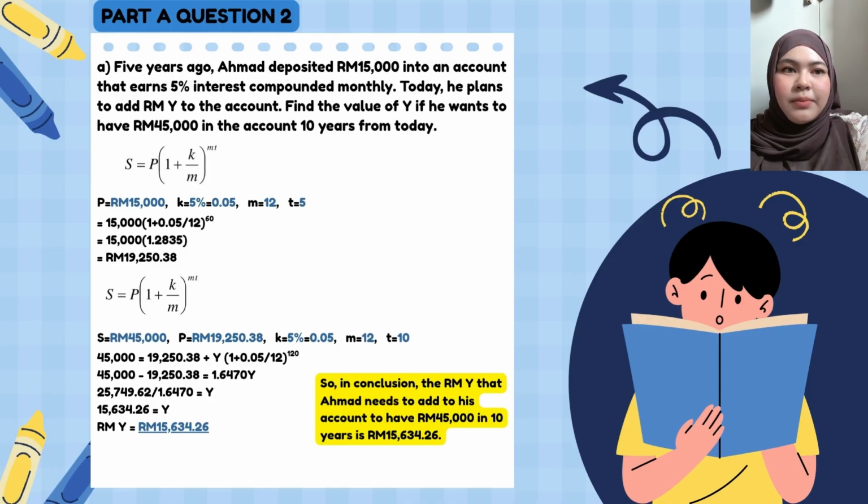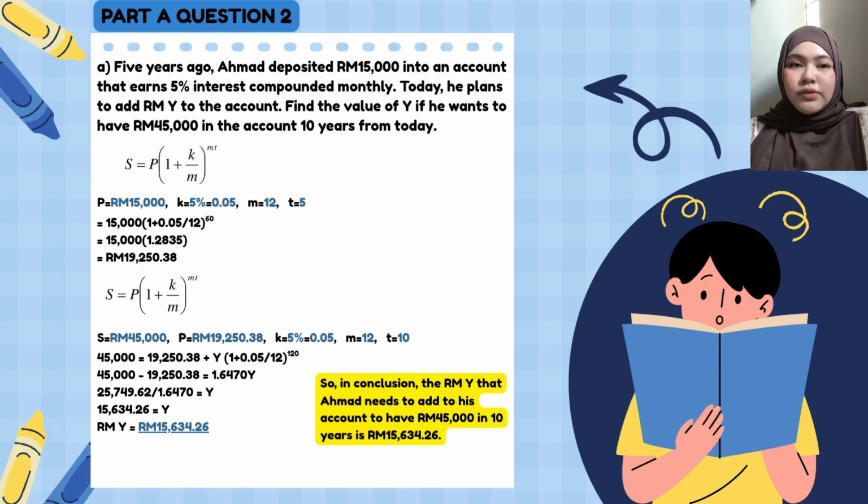Next, for Part A, Question 2. 5 years ago, Ahmad deposited 15,000 ringgit into an account that earns 5% interest compounded monthly. Today, he plans to add RM Y to the account. Find the value of Y if he wants to have 45,000 ringgit in the account 10 years from today.